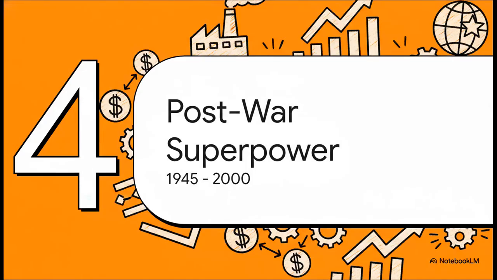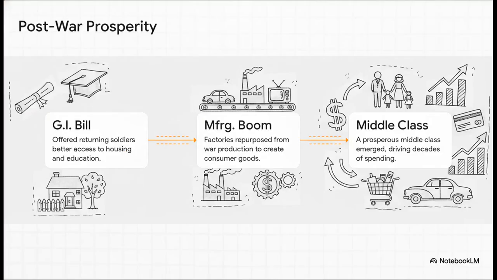So the war finally ends the Depression, and it kicks off what a lot of people call the golden age of the American economy. This is our next section, the post-war superpower, from 1945 all the way to 2000. This is where the U.S. becomes the undisputed top dog on the world stage. So how on earth did this golden age happen? What was the recipe? Well, it was a few key ingredients.